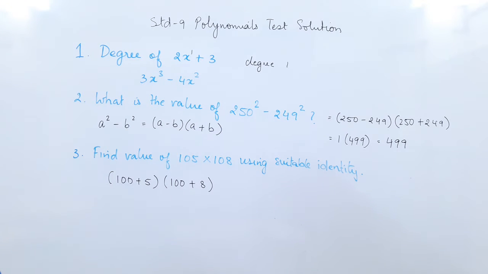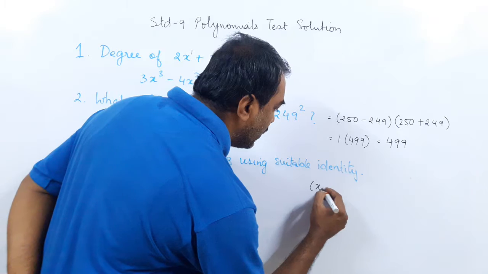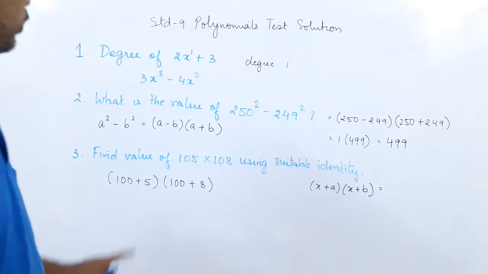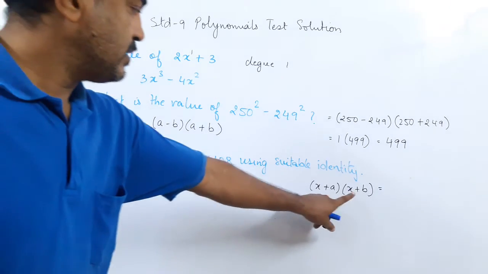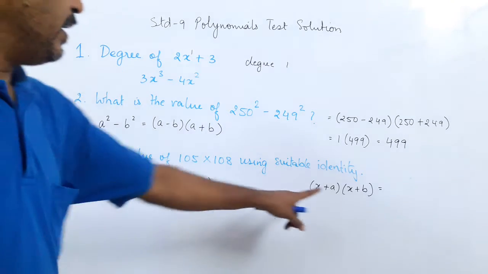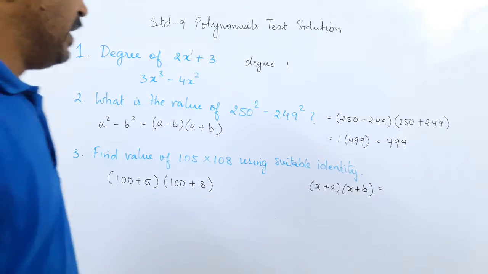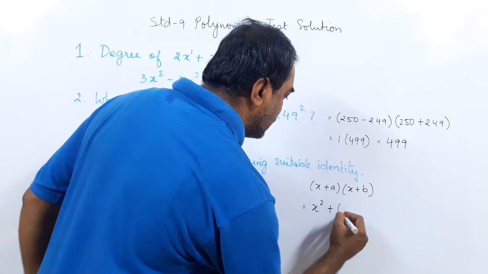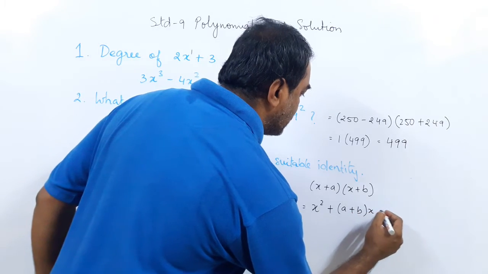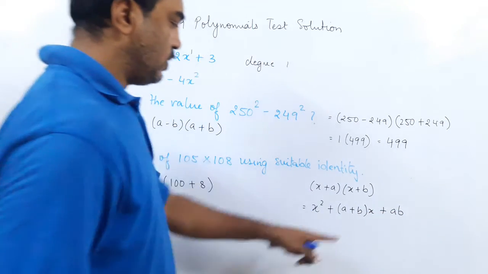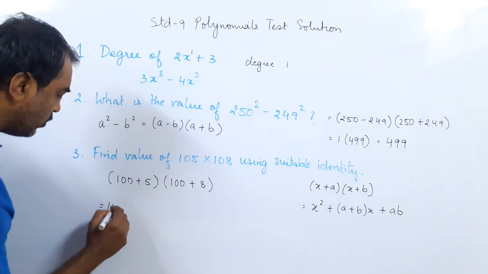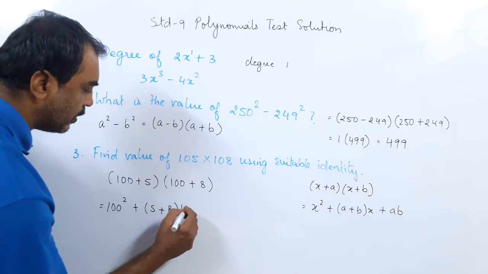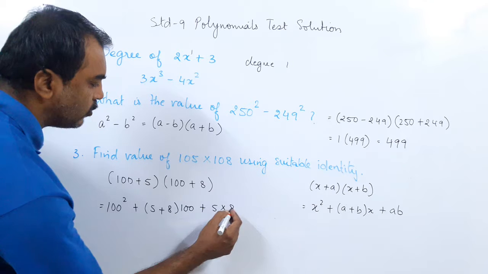Now this is similar to which identity? We have identity x plus a into x plus b. Now look at this identity. You can compare this. Here x in both cases is 100, a is 5 and b is 8. So what is x plus a into x plus b? It is x square plus a plus b into x plus a into b. So using this identity we have 100 square plus 5 plus 8 into 100 plus 5 into 8.